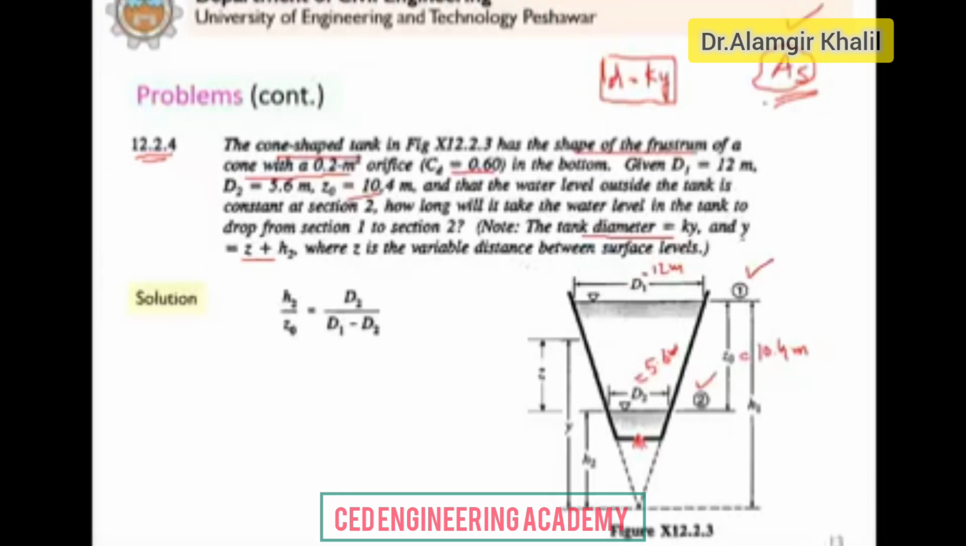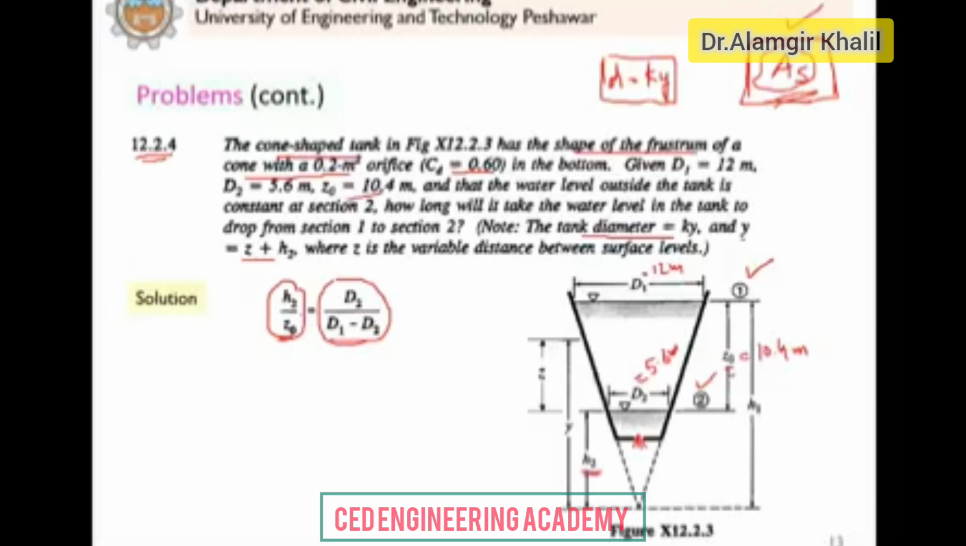So now how to calculate this? There are actually two approaches. I will teach you two approaches, you can follow, up to you, whichever one you easily understand and is convenient for you, and solve the problem. The first approach is that we can compare the similar triangles that form here. So H2 divided by Z0 is equal to D2 minus 0, but 0 is not written, D2 divided by D1 minus D2. It says that this ratio is the same as this ratio. Left hand side is equal to the right hand side.